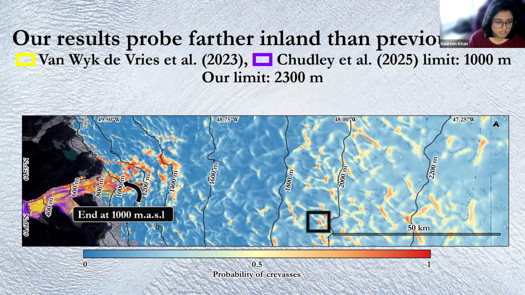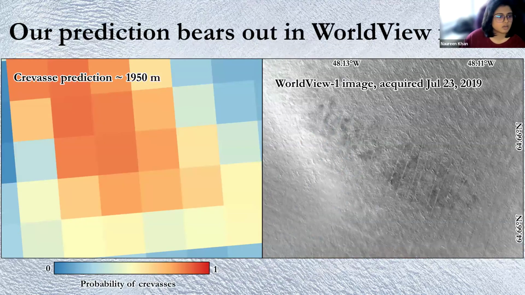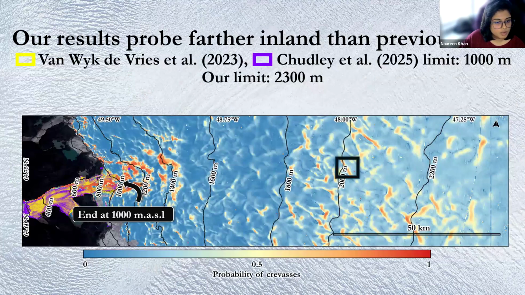So let me focus on this area here. It's about 1,950 meter elevation. On the left, we have the crevasse prediction from the logistic regression, and on the right side, we have a WorldView-1 image from July 23rd, 2019. As you can see, there are these very nice little fine crevasse traces that are aligning very well with the prediction over here.